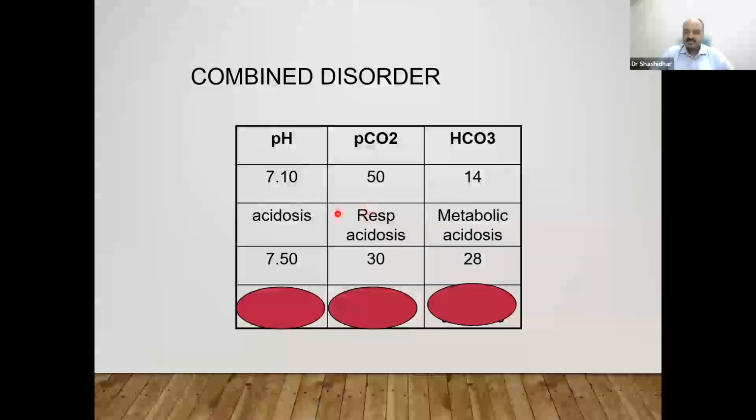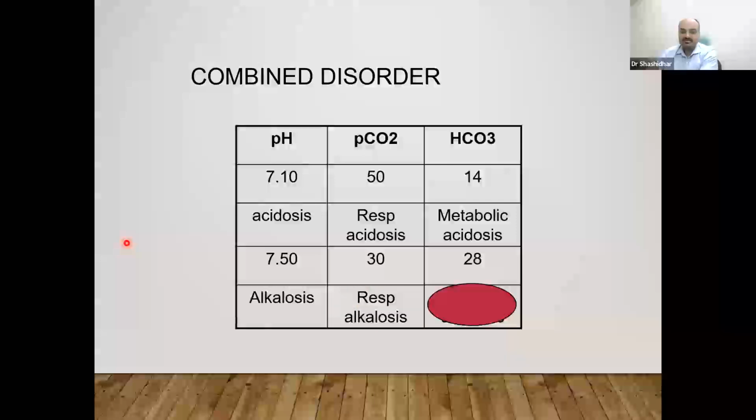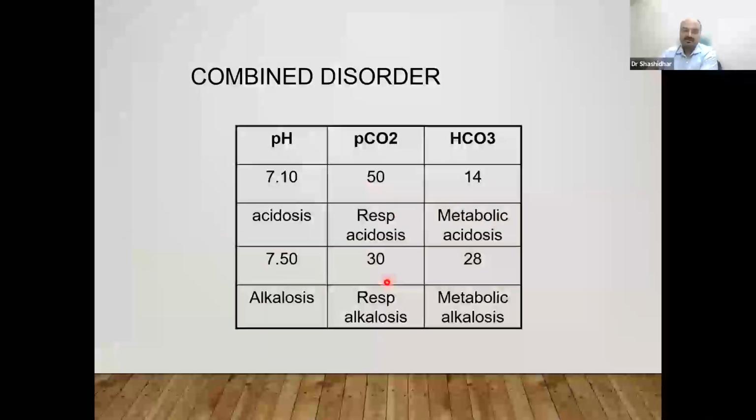We will come to compensation next. Right now, don't worry about compensation. Next, the second question. 7.5, PCO2 of 30, bicarb of 28. Always look only at pH, alkalosis. PCO2 of 30 can explain the alkalosis, so it is respiratory alkalosis. Bicarb of 28 is also explanatory for high pH, so metabolic alkalosis. So mixed alkalosis.